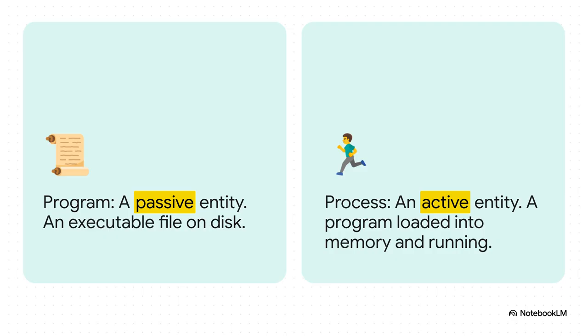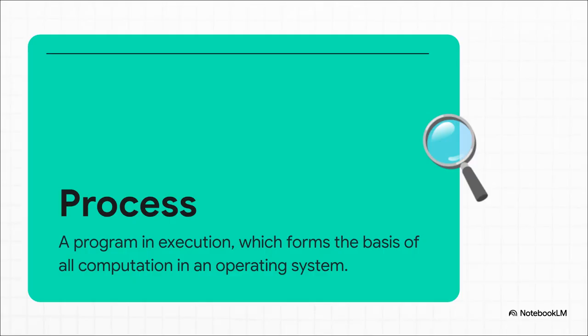A program, well, that's kind of like a recipe just sitting on a shelf. It's a passive thing, just a set of instructions saved as a file. But a process, that's the chef in the kitchen, actively cooking that recipe. It's the program brought to life. And that's really the heart of it. A process is, simply put, a program in execution. The second you double-click an icon, the operating system grabs that program, loads it into memory, and poof, it becomes an active process. It is the fundamental unit of work that your OS has to deal with.